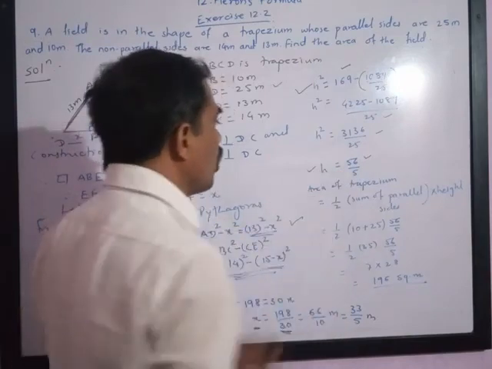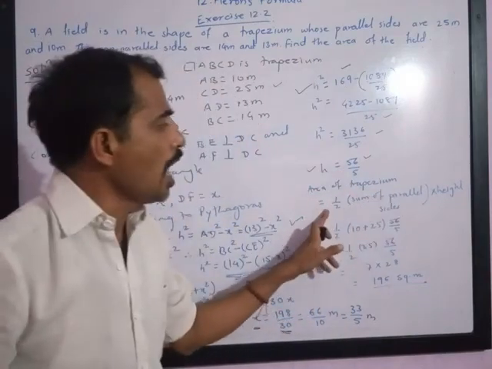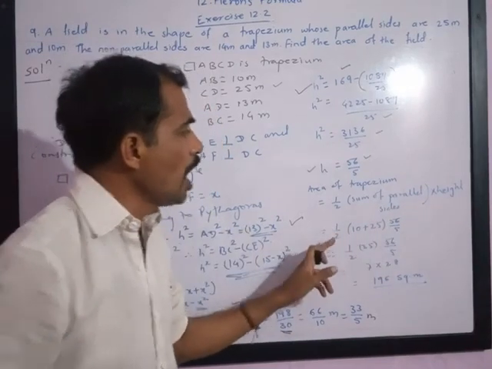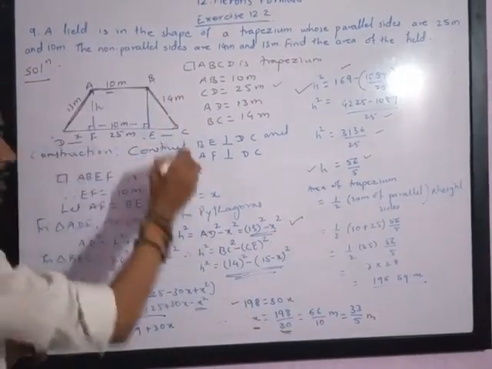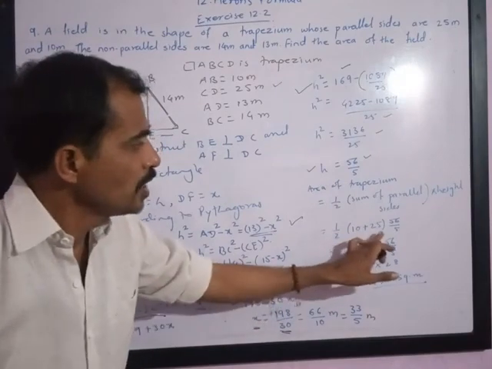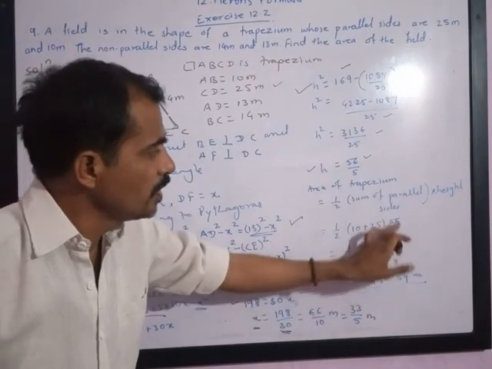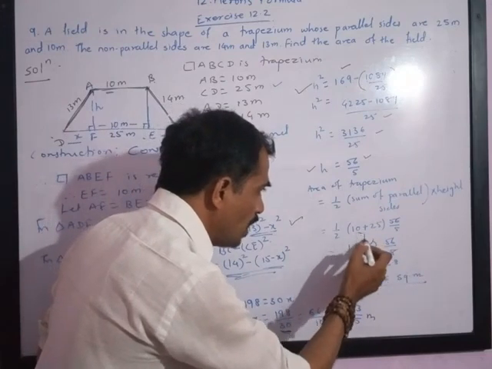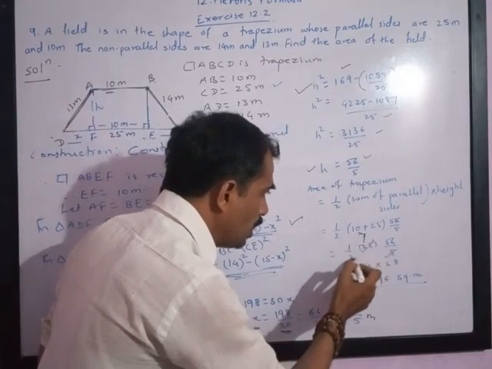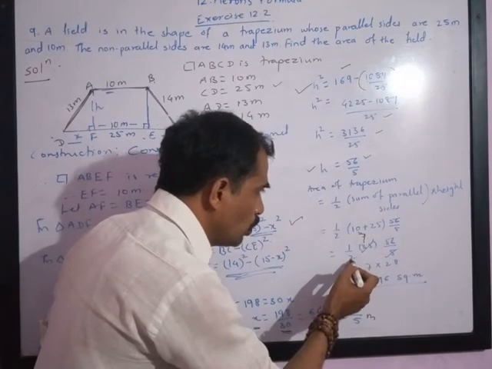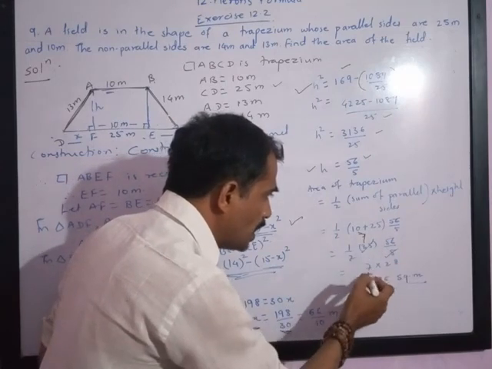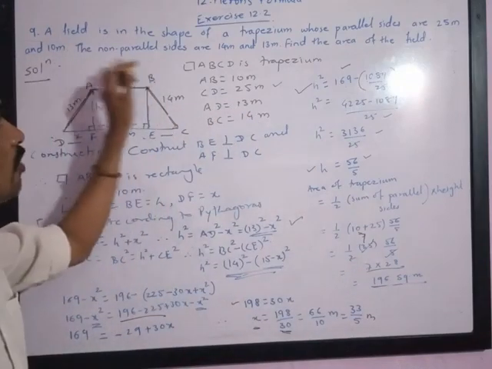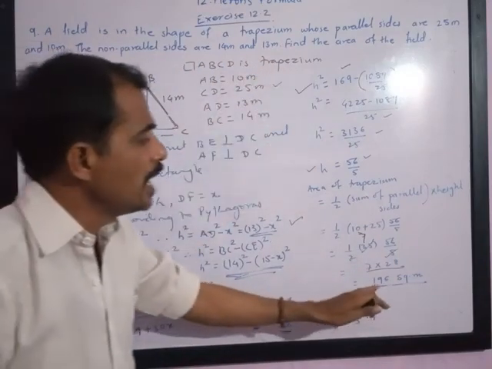Now we have another formula, area of trapezium is equal to half multiplied by sum of parallel sides into height. So this is equal to half, sum of parallel sides are 10 and 25. You will get 10 plus 25, that is equal to 35, into 56 upon 5. Now this is reducible, 5 sevens are 35 and 56 is reducible by 2, you will get 7 into 28. 7 into 28 is 196 square meters. Thus, area of the trapezium is 196 square meters.